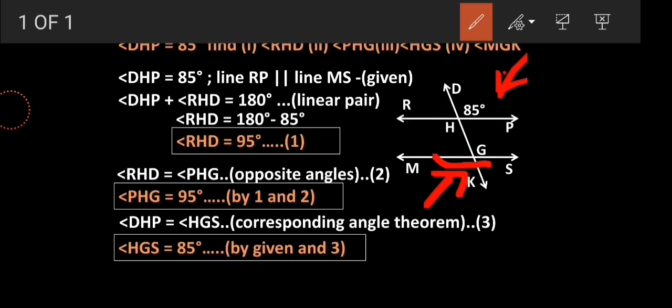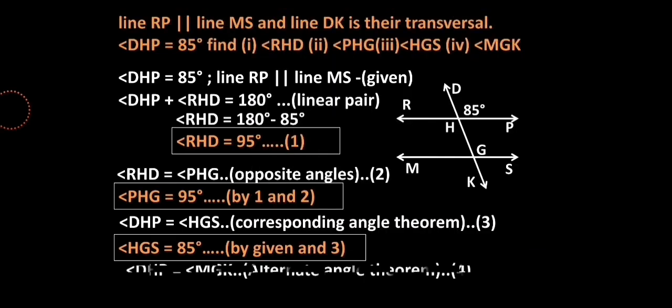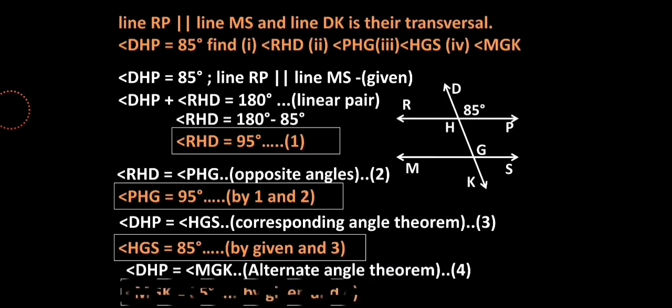like corresponding angles, right? So we can say these two angles, MGK and DHP, are congruent to each other due to the alternate angle test, and these alternate angles are nothing but the exterior angles. Okay, so in this manner we have solved all the questions, because if DHP is equal to MGK, that makes MGK equal to 85 degrees by the given part, right?